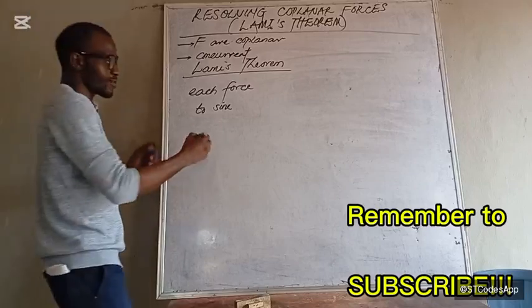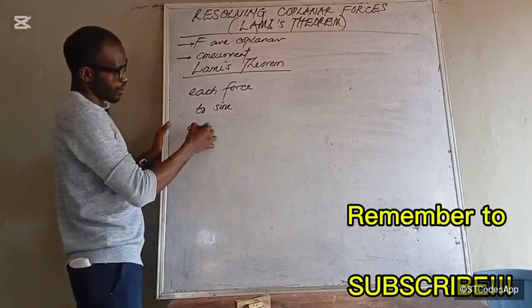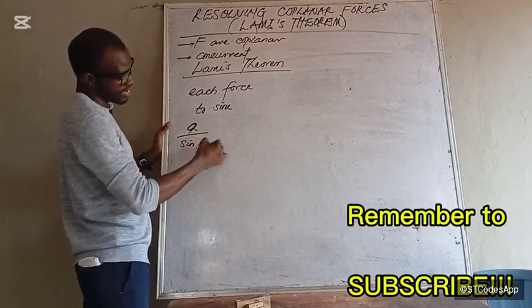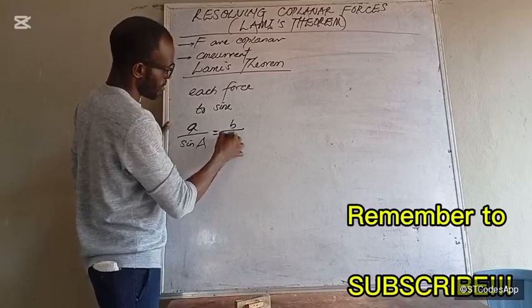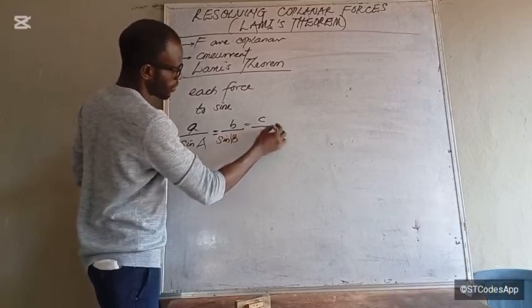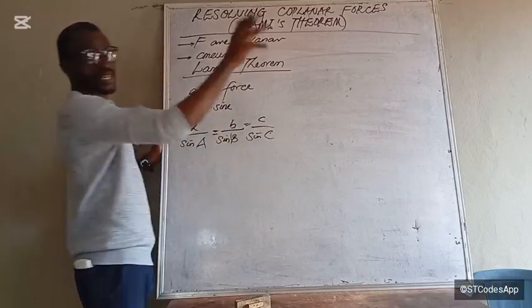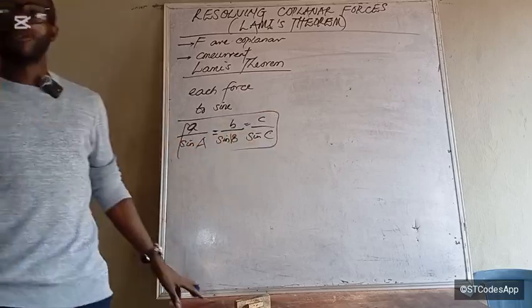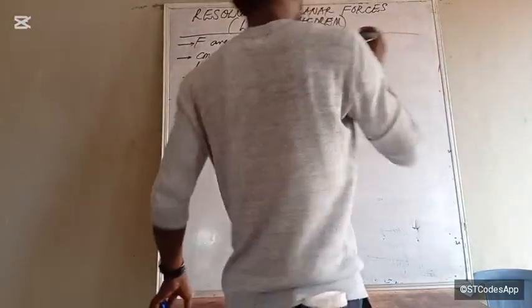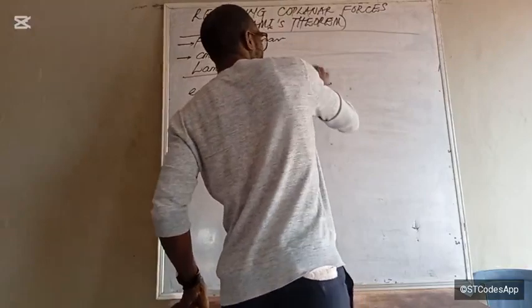Do you remember the sine rule? A over sine A is equal to B over sine B equal to C over sine C, and so on. Do you understand? So this is where it is born from. So then let me show you three coplanar forces. The typical one in your exam is this.